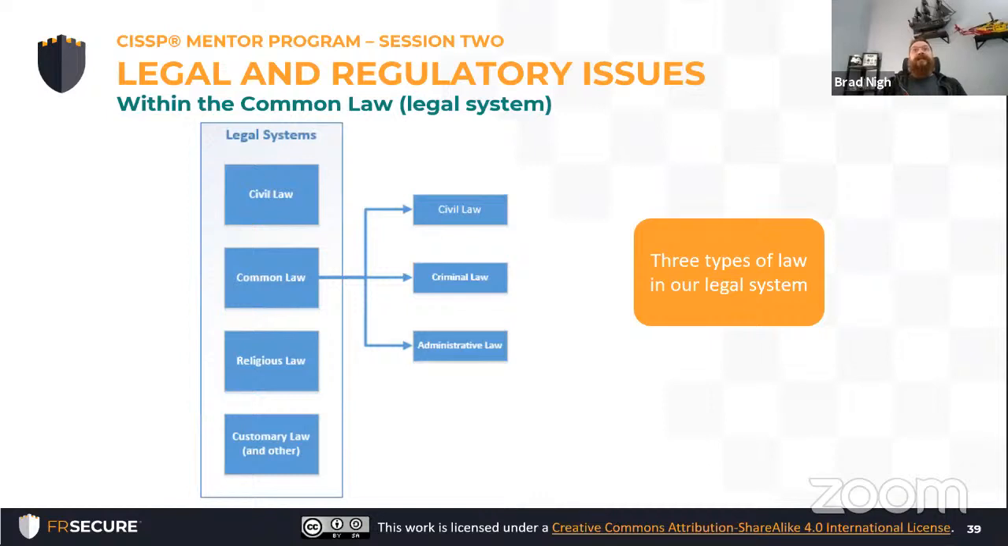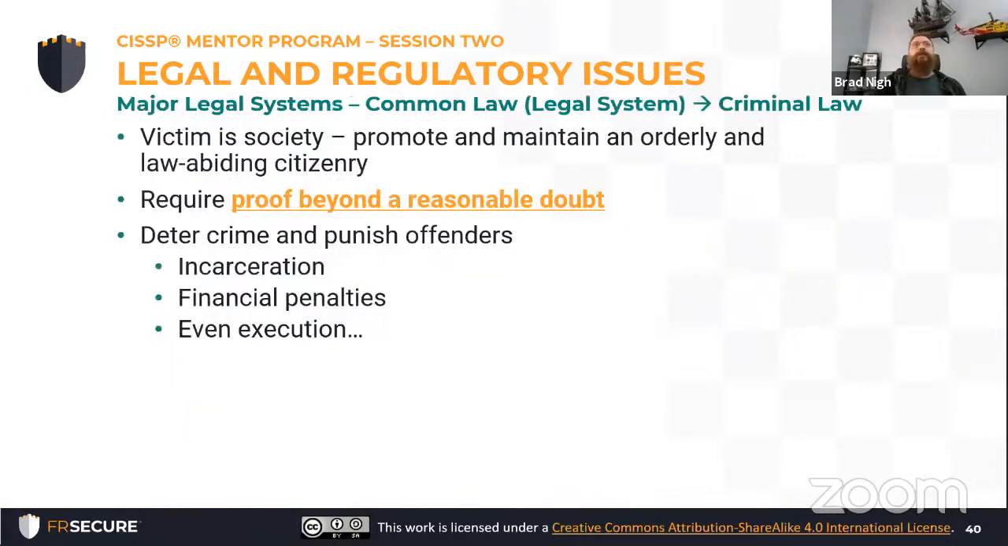So within common law, there are three types of law. You have civil, criminal, administrative. So common law is made up of these three pieces. Way to remember this: criminal law, victim is society, right? This is proof beyond a reasonable doubt. That right there, that orange, criminal law within common law, proof beyond a reasonable doubt.